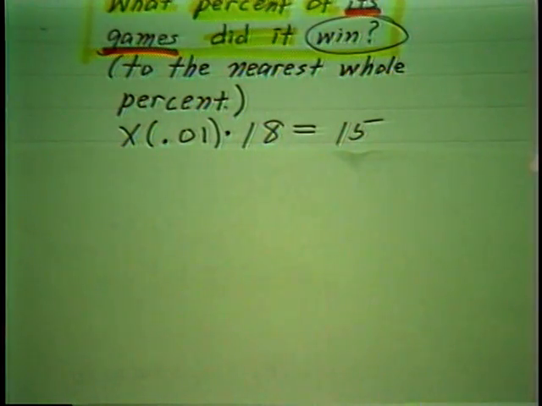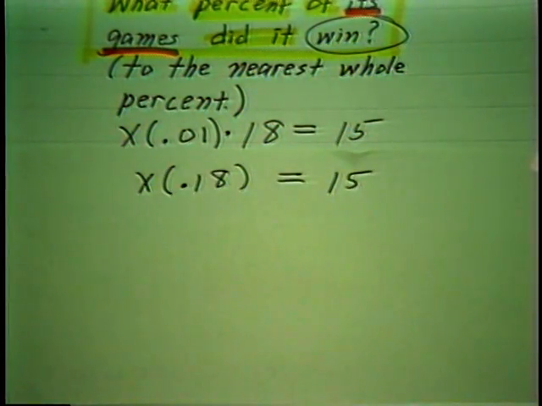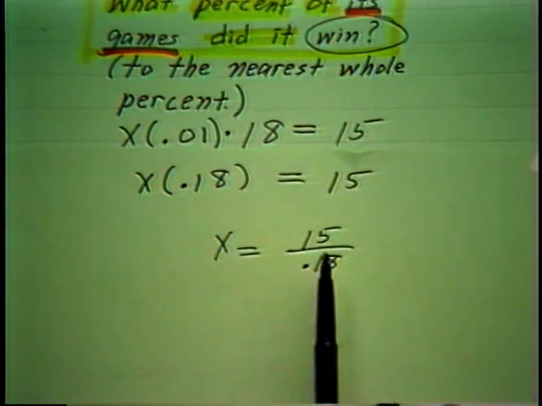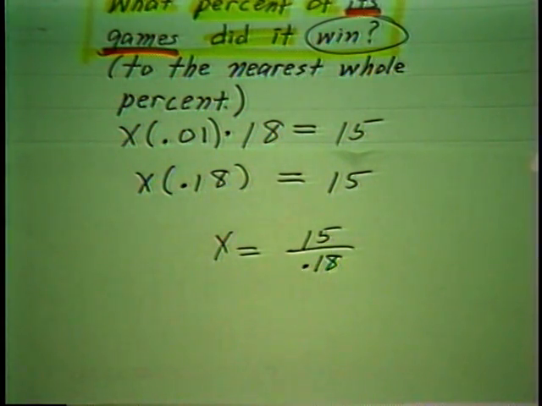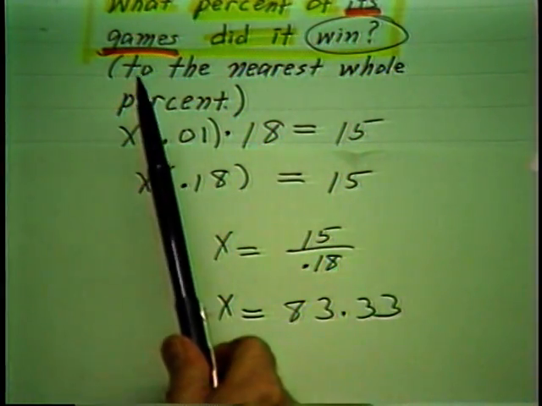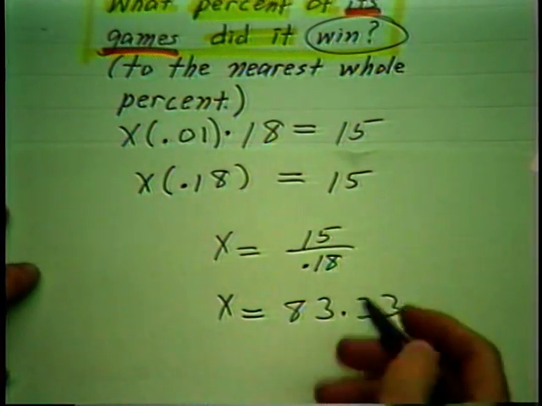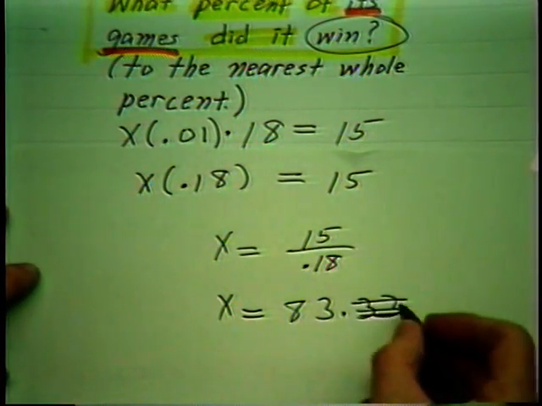And now it's simply a matter of solving a simple equation. Doing the indicated multiplication we get, dividing both sides by the multiplier of the unknown we get, and carrying out the indicated division we get 83.3333, but the problem stated to the nearest whole percent, and here's the whole. This is less than 5, so I'll round it down.